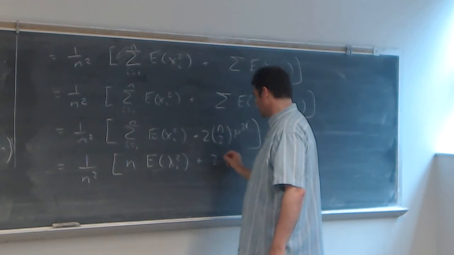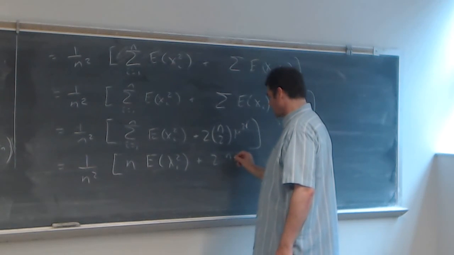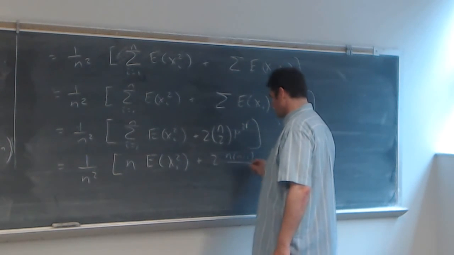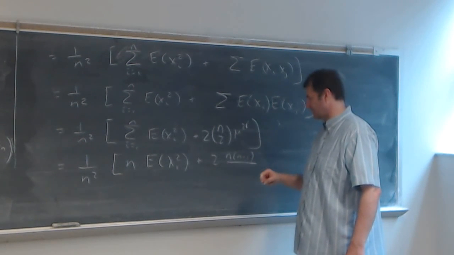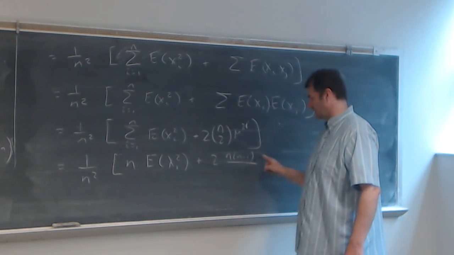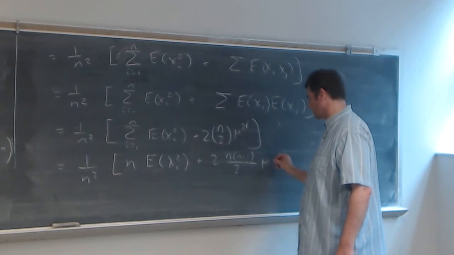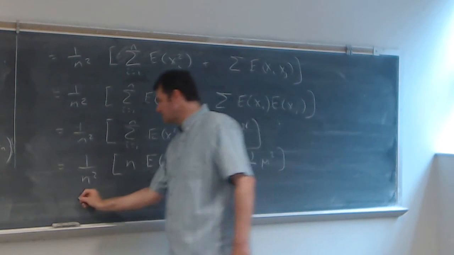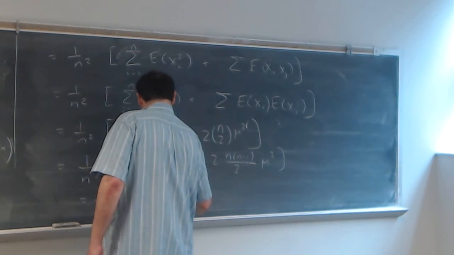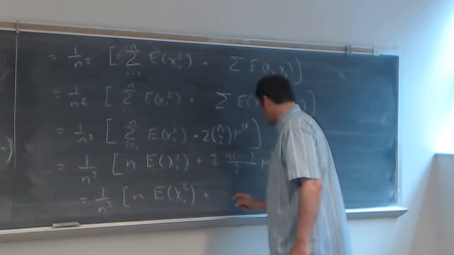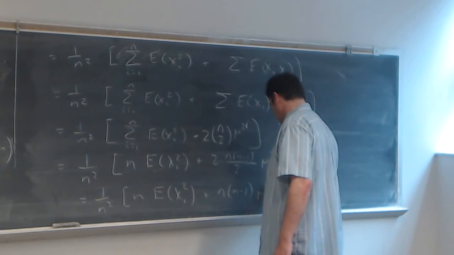Plus, here this is 2 times n choose 2, that would be n factorial over n minus 2 factorial, which I'm going to write down as n times n minus 1, and the rest of the n minus 2 down to 1 will cancel out with n minus 2 factorial down here, and then times 2 factorial, so these are the ones, mu squared. And that's equal to 1 over n squared times n times the expected value of x sub 1 squared plus, here we can think of this as n times n minus 1 mu squared.